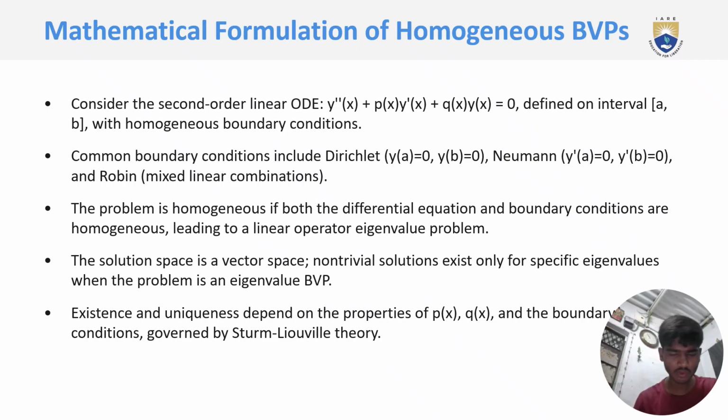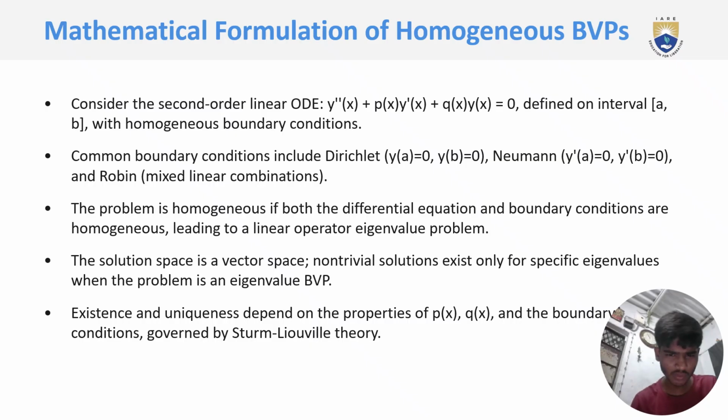Mathematical formulation of homogeneous BVPs. Consider the second order linear ordinary differential equation y double prime of x plus p of x y prime of x plus q of x y of x equal to 0 defined on the interval a comma b with homogeneous boundary conditions. Common boundary conditions include y of a equal to 0, y of b equal to 0, y prime of a equal to 0, and y prime of b equal to 0, and Robin mixed linear combinations.